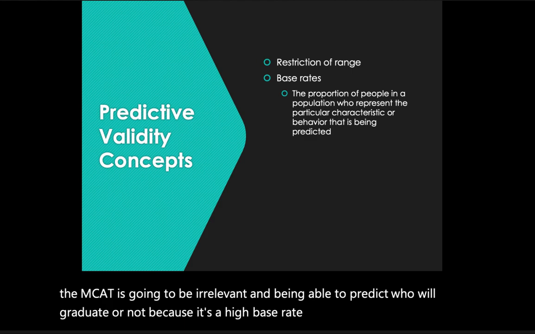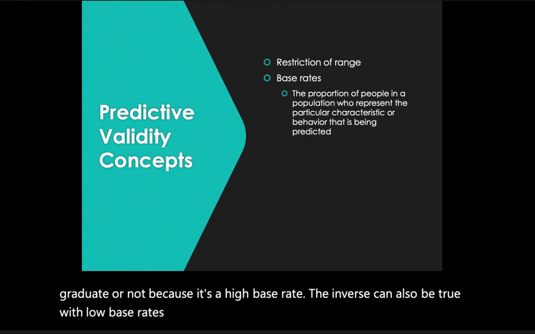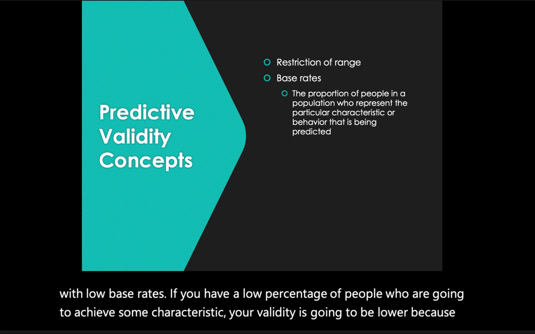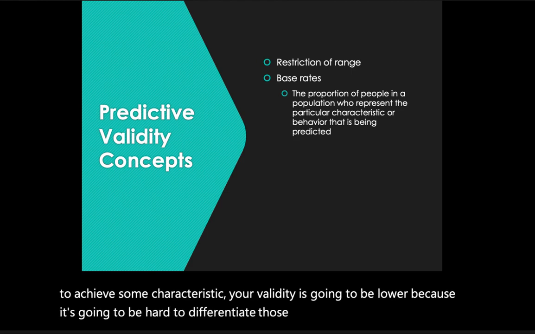The inverse can also be true with low base rates. If you have a low percentage of people who are going to achieve some characteristic, your validity is going to be lower because it's going to be hard to differentiate those people who will get that characteristic and who will not.